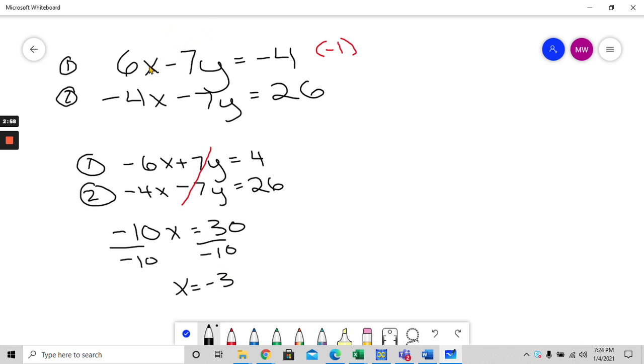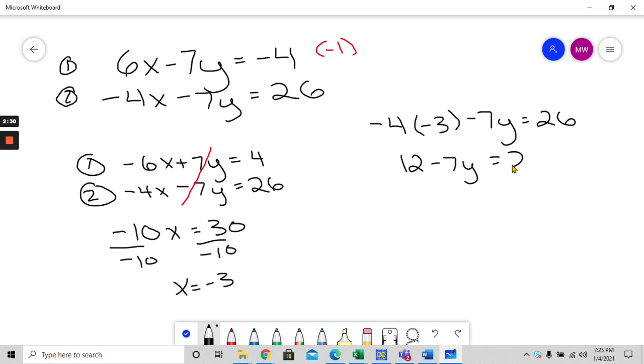Now I'm going to take that negative 3 and plug it back into any one of my equations. It doesn't matter, I can plug it back into my original equations or into these ones. So what I'm going to do is use my second equation. So I'm going to say negative 4 times negative 3 minus 7y equals 26. And now negative 4 times negative 3 is 12, so 12 minus 7y equals 26.